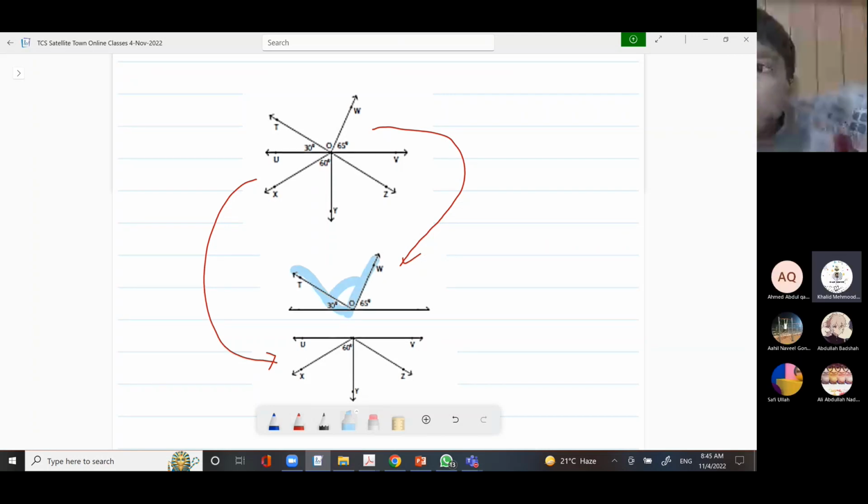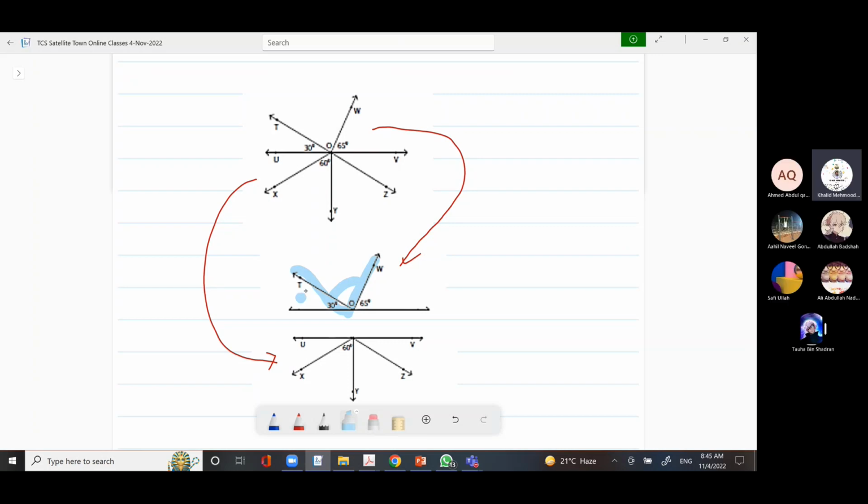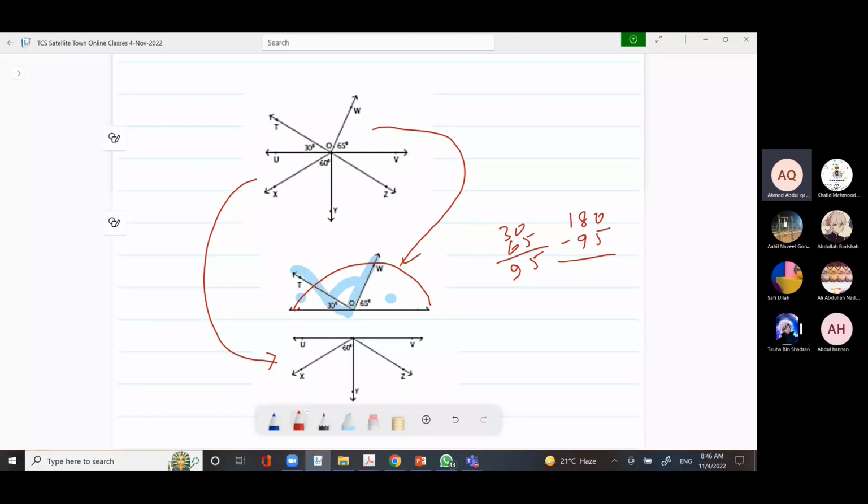So how do we find this value? First of all, we'll be adding 30 and 65. So how much will it be? 30 plus 65 equals 95. And now 180 minus 95 is how much? Because this is a supplementary angle, we know it.